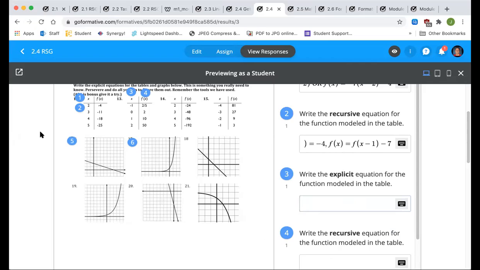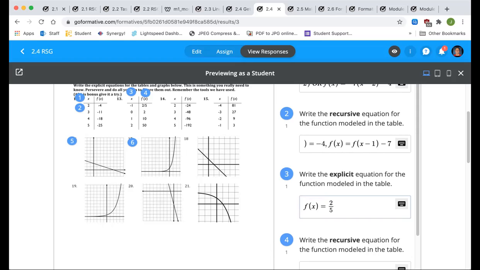Oh, it erased my information. That's unfortunate. But f of x equals, so we start at 2/5, and it's multiplying by 5, right? And usually it would just be to the x power, right? If we were starting at 0, it'd be to the x power.